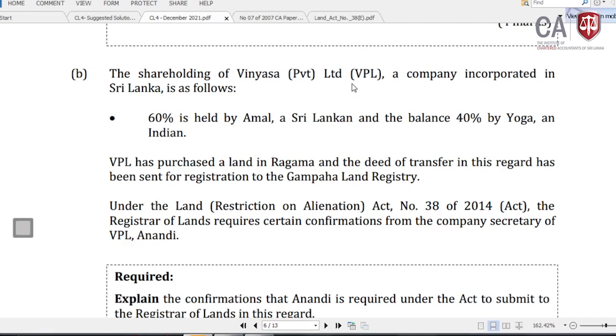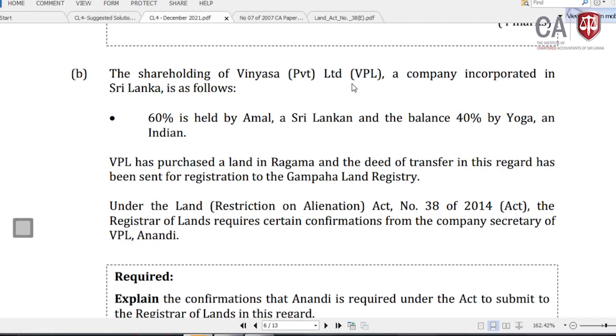Therefore, even for tax purposes, you are aware that a company incorporated in Sri Lanka should be treated as a Sri Lankan resident company. So, the company is Sri Lankan resident. But under the Land Restriction on Alienation Act, if there is a foreigner who has invested in the company's share structure, then that company's ability to acquire lands will be restricted.